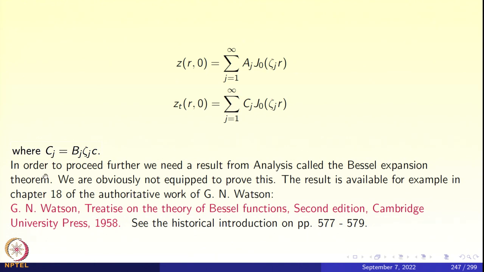In order to proceed further, we need a result from classical analysis called the Bessel expansion theorem. We are not equipped to prove this general theorem on Bessel's functions. The relevant theorem is available in chapter 18 of the monumental work of G. N. Watson, Treatise on the Theory of Bessel's Function, the second edition, Cambridge University Press. And you also want to look at the historical introduction on pages 577 to 579. So using the Bessel expansion theorem, you can determine the a_j's and c_j's.